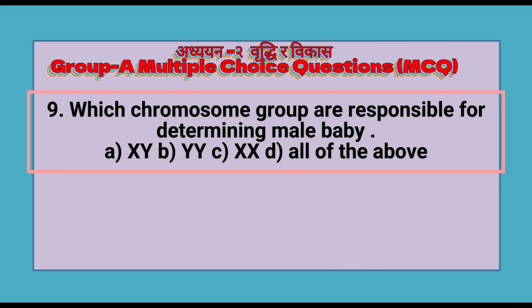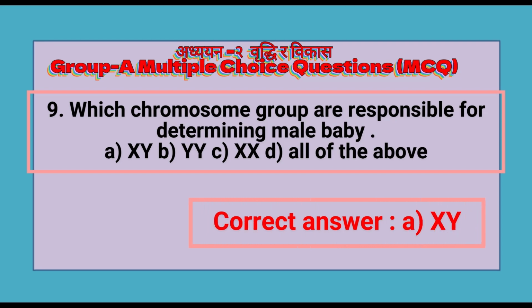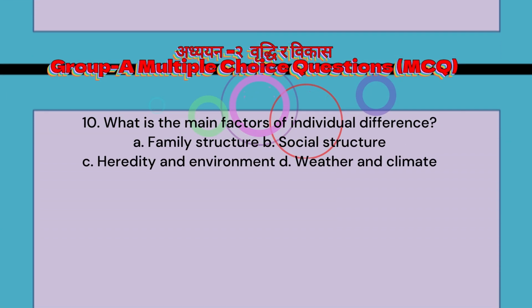9. Which chromosome group is responsible for determining a male baby? A. XY. B. YY. C. XX. D. All of the above. Correct answer: A. XY.